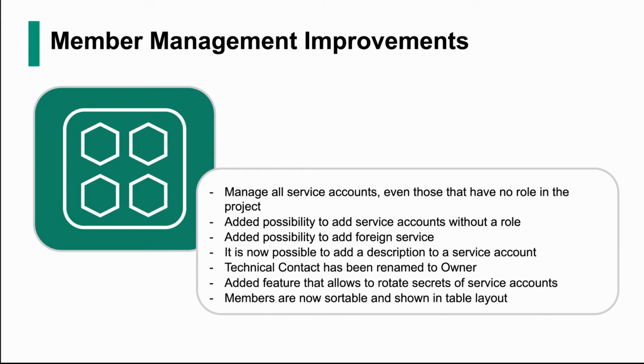Another important feature that we added is that we are now able to rotate service account secrets, which is useful if you leaked a secret or if you just wanted to rotate a secret. And last but not least, we now show the members in tables. The members, the user accounts and the service accounts are now in real tables. They were already in lists before, but now we use tables.